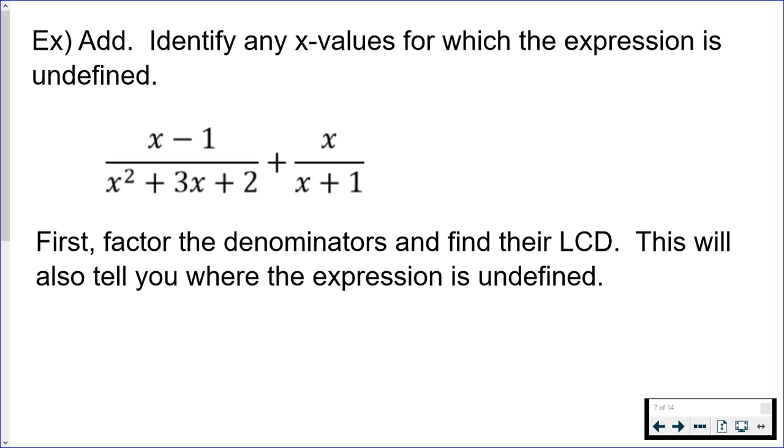When you add or subtract rational expressions, you need to have a common denominator. This one clearly does not have the same denominator, so what I'm going to do is find a common denominator. In order to do that, get in the habit of immediately factoring. Looking at x squared plus 3x plus 2, I can factor this. I'm looking for two numbers that multiply to 2 and add to 3.